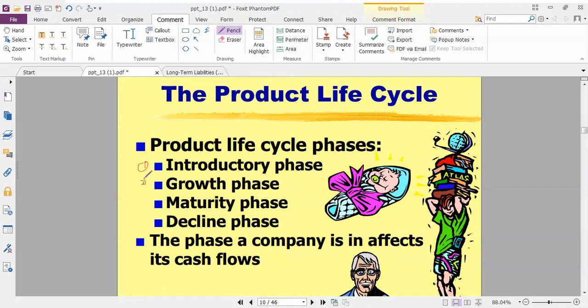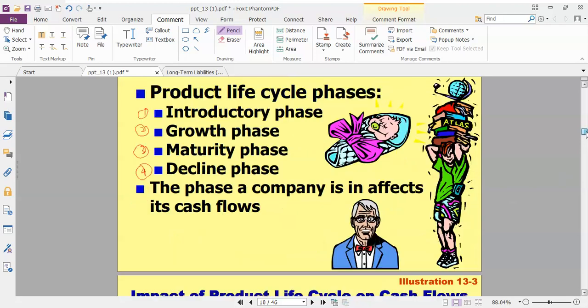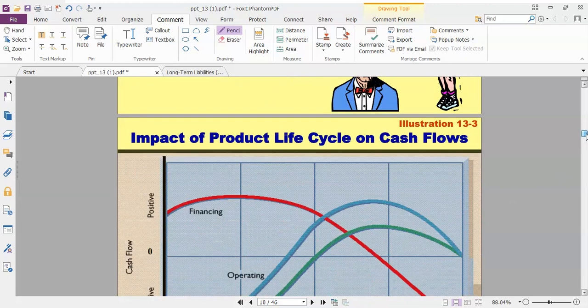The first one is the introductory phase, the second is the growth phase, the third one is the maturity phase, and the fourth one is the decline phase. The phase a company is in affects its cash flow. So in the product life cycle, there is a relationship between the product and also the cash flows of the company. So let's look further. This is the impact of the product life cycle on cash flows.